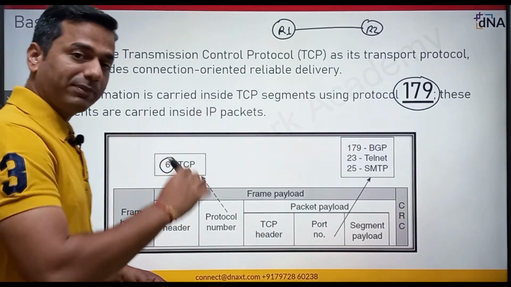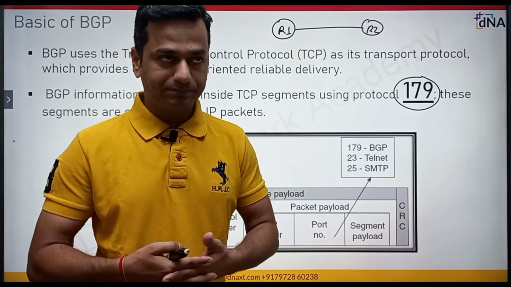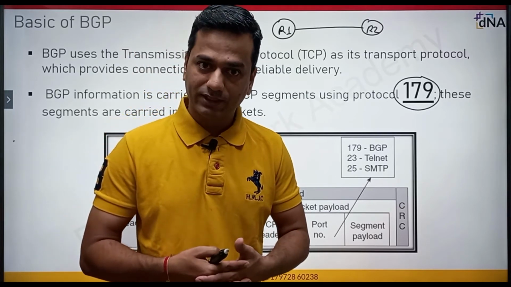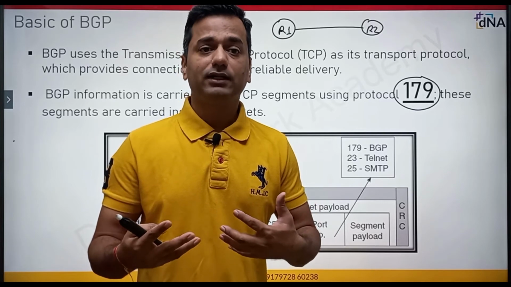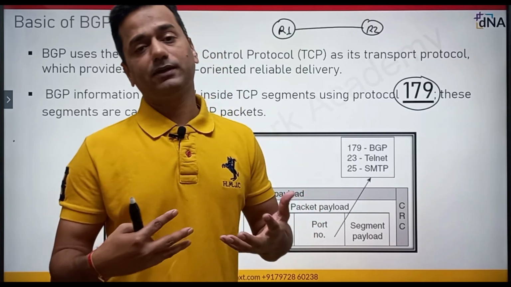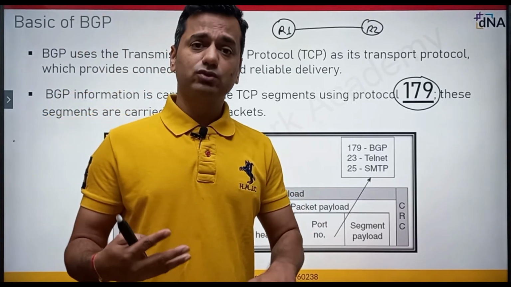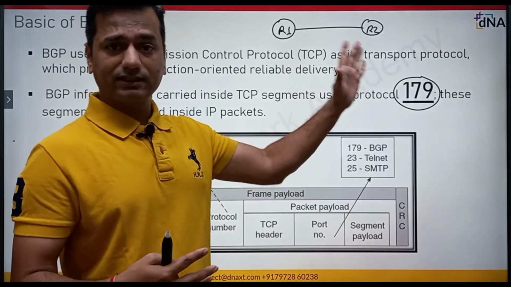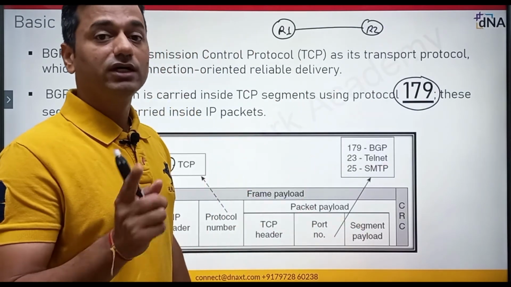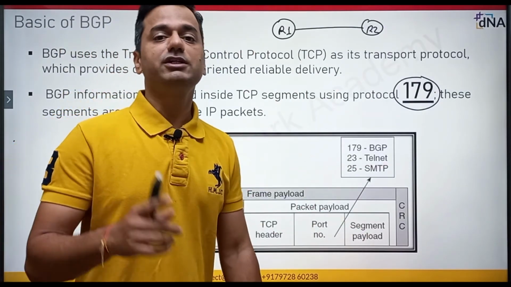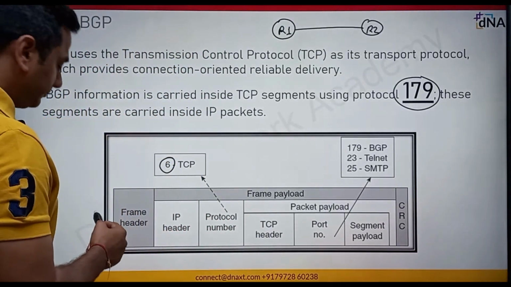So, everything will happen between R1 and R2: the three-way handshake, then segment negotiation, and then they will exchange a few parameters like the AS number, and other parameters too. That's something we'll discuss later. But yes, connection-oriented communication. BGP uses TCP and you have to configure BGP neighborship manually. Clear?